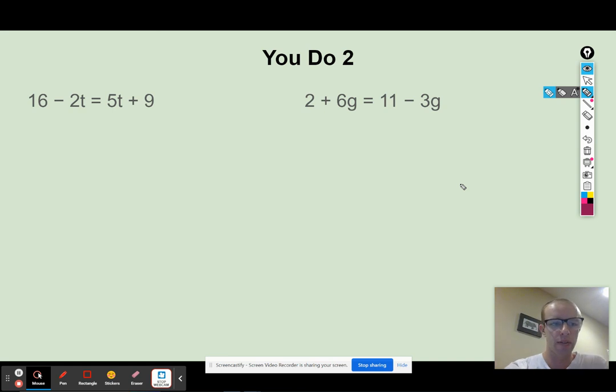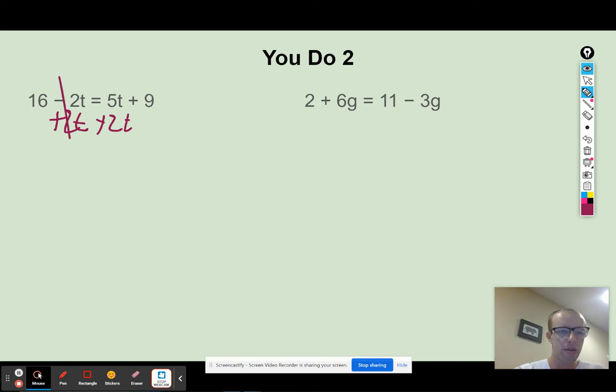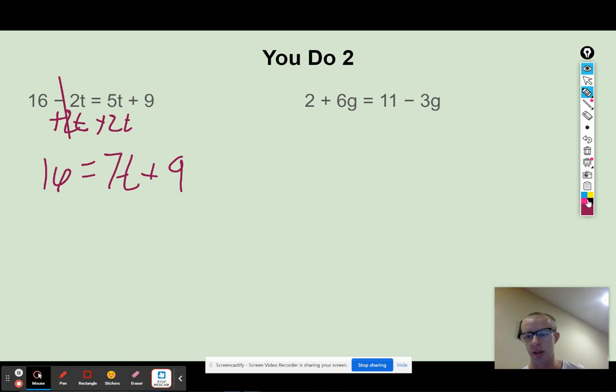On this side, I have a negative 2t and a positive 5t. The negative 2t is smaller. I'm going to add 2t to both sides. I hate using t as a variable. I hope this is the last time that I do this to myself. These cancel. I get 16 equals 5t plus 2t is 7t plus 9. Struggling to write a little bit today.